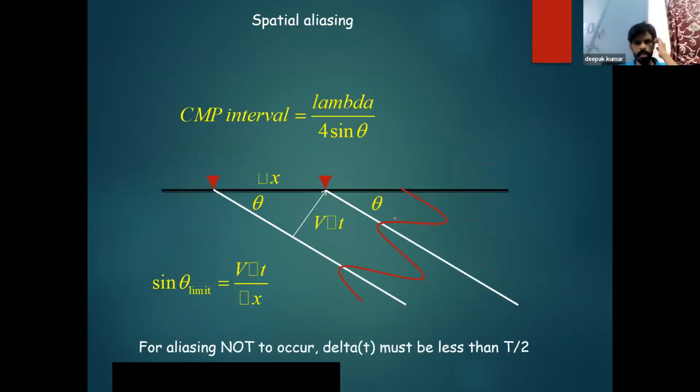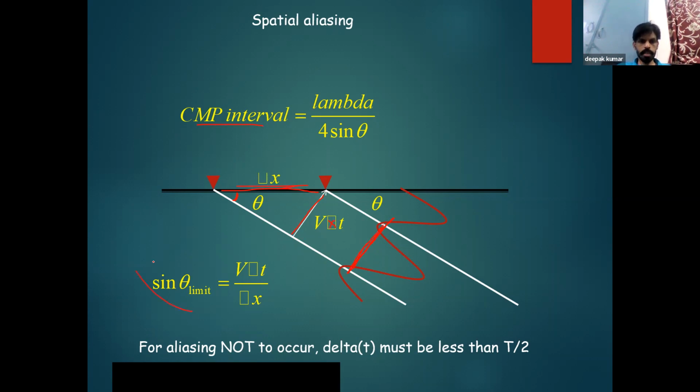Now suppose, as I already said, this is my wavelength, and this is the angle of receiving. The wave is propagated and received at the geophone at a particular angle. If this is theta, we can compute x and this portion also. So the CMP interval will give me the wavelength, that is v into t, velocity into time, divided by this particular thing.